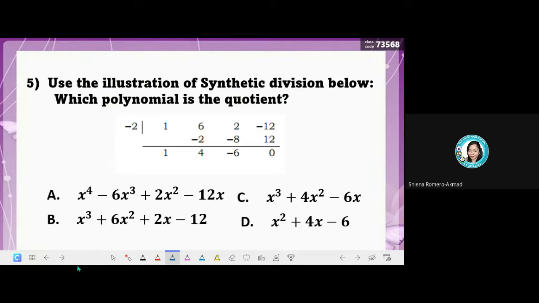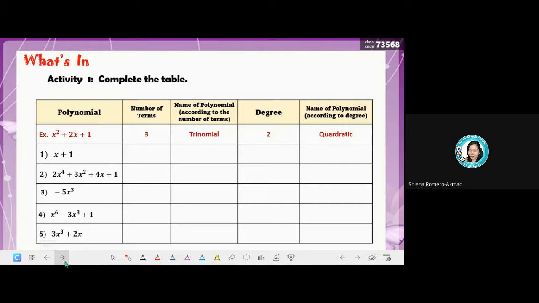So, let us have number 5. Hindi nyo pa rin yung masasagot. So, let us now have first itong short review before we proceed dun sa ating main topic. Tapos, gagawin nating example yung mga questions kanina. So, this is a polynomial and we are going to count the number of terms. We are going to count or give the name of the polynomial depending on the number of terms, yung degree niya, yung pinakamataas na exponent, and the name of the polynomial according sa kanyang degree.